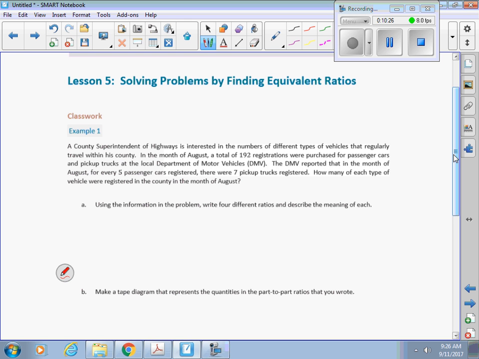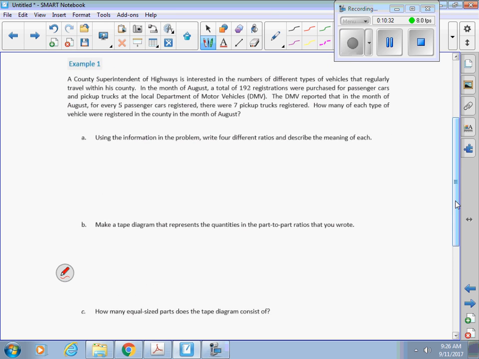How many of each type of vehicle were registered in the county in the month of August? Let's go back into that a second time, read it for the info that we're given, and figure out exactly what we're being asked to do. So, when I read this, please raise your hand if there's something that you see that's important to underline, okay? A county superintendent of highways is interested in the numbers of different types of vehicles that regularly travel within his county. In the month of August, a total of 192 registrations were purchased.